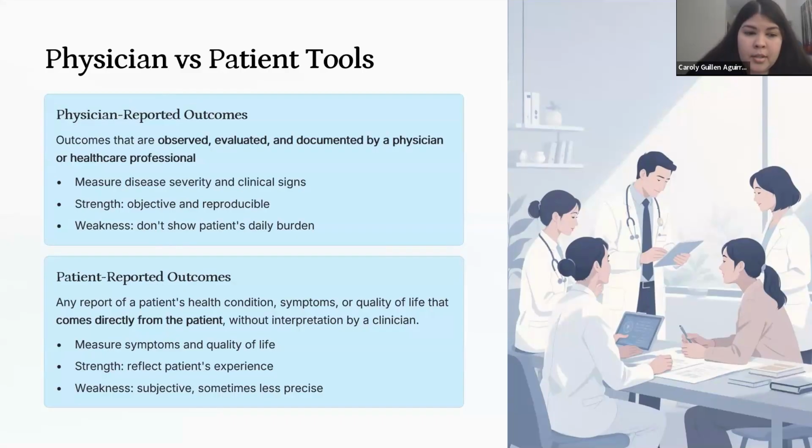Now, the patient-reported outcomes report a patient's health condition, symptoms, or quality of life that comes directly from the patient without interpretation by a clinician. They measure symptoms and quality of life. The strength is that they reflect the patient's experience, but of course, they can be subjective and sometimes less precise.